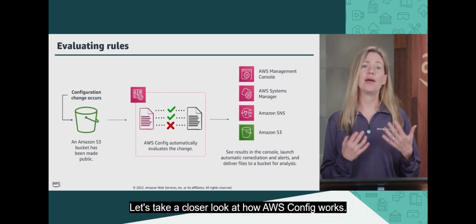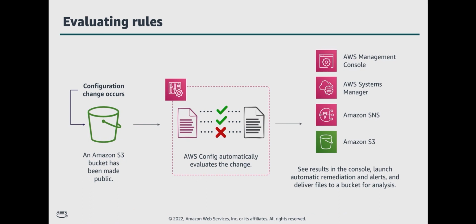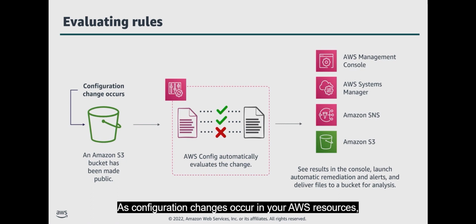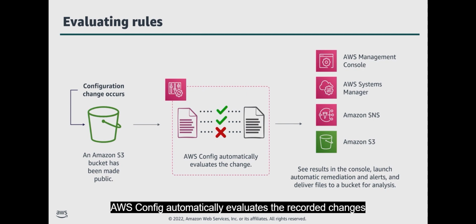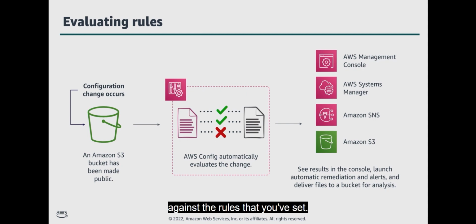Let's take a closer look at how AWS Config works. As configuration changes occur in your AWS resources, the service records and normalizes the changes into a consistent format. AWS Config automatically evaluates the recorded changes against the rules that you've set. You can then access the change history and compliance results by using the console or API. You can configure Systems Manager or Amazon SNS to be invoked and remediate or alert you when changes happen. You can also deliver the change history and snapshot files of the monitored resources to an S3 bucket for analysis.